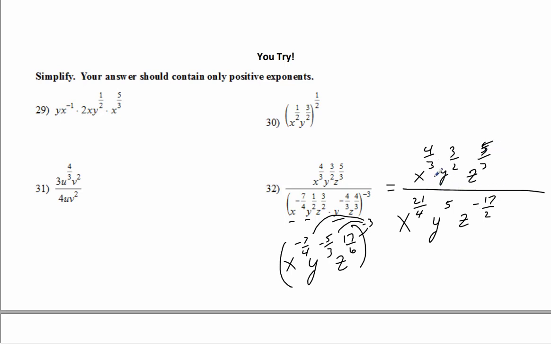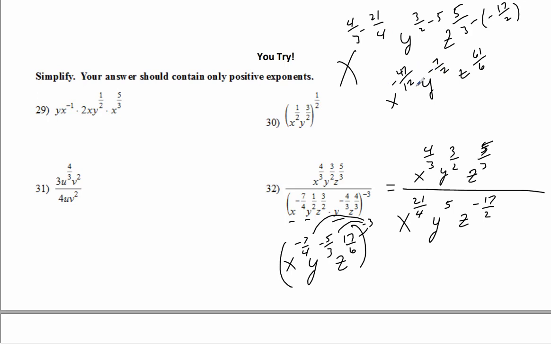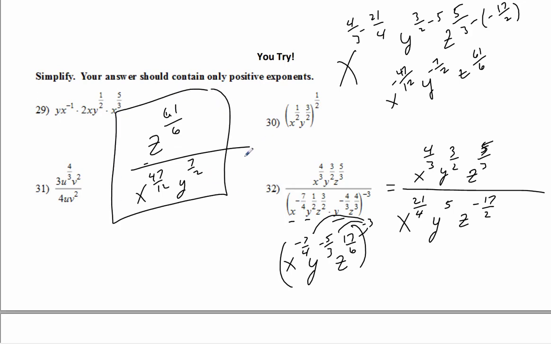So now again, I'm going to subtract like things. So I did x to the 4/3 minus 21/4. I get y to the 3/2 minus 5. And then I get z to the 5/3 minus the -17/2. Don't forget that -17/2. So calculate, you should have had that already calculated. So that's what you get there, but then I have negatives, so then they have to go to my denominator. So what's left on top? I get z to the 61/6 over x to the 47/12 times y to the 7/12, or 7/2. I'm sorry, 7 over 2. That is your answer for 32.